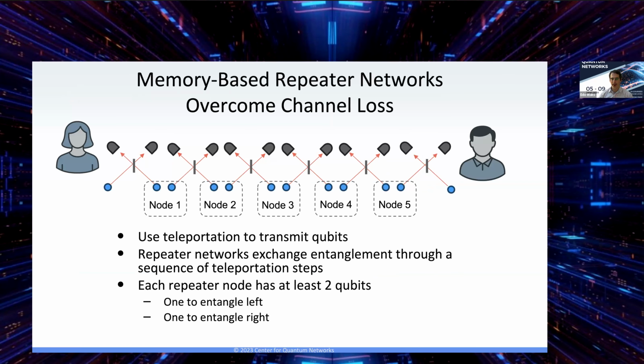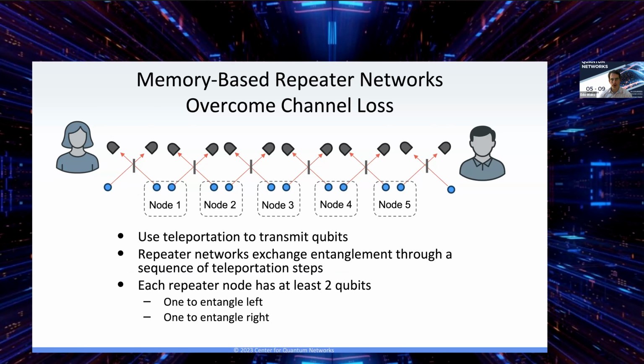And the way that we can get around it is to use a memory-based repeater network. The repeater network overcomes channel loss by transmitting information using sequential teleportation. So in a repeater network, the two people who want to communicate, again, Alice and Bob, the distance between them is spanned by a series of repeater nodes. Each repeater node has two qubits, one to be entangled with the node to its left, and the other to be entangled with the node to its right.